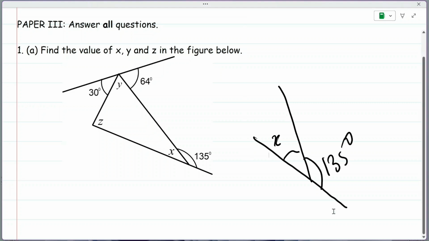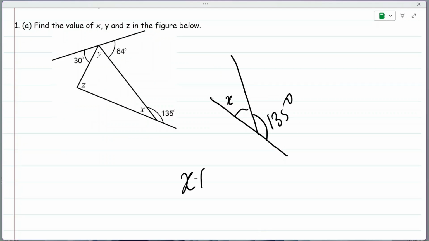And a straight line is 180. That means if you consider this straight line and you have traveled 135 degrees and you have x left to make it 180, to find x, you will do 180 minus 135 degrees. You can write it as x plus 135 equals 180. And the reason is angle on a straight line.